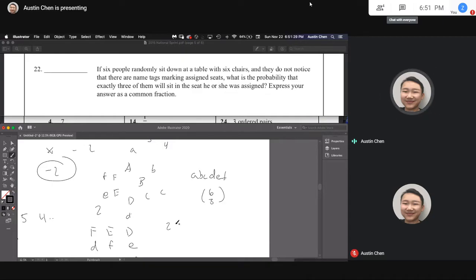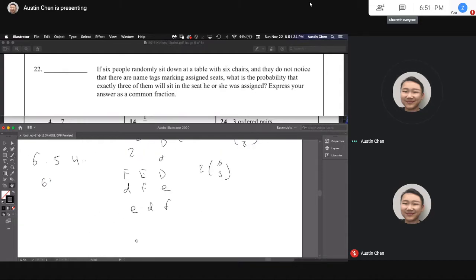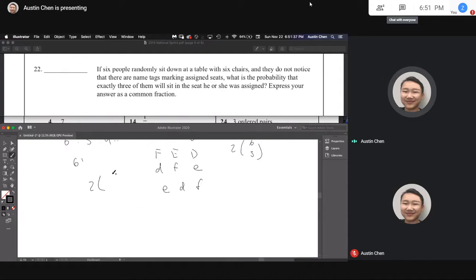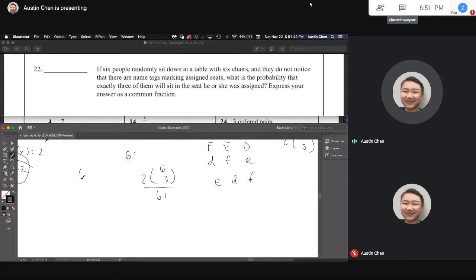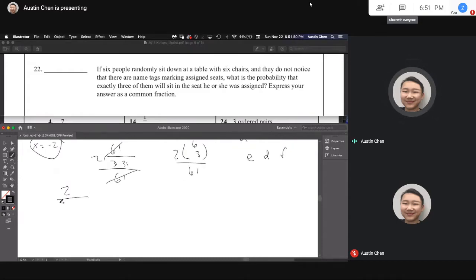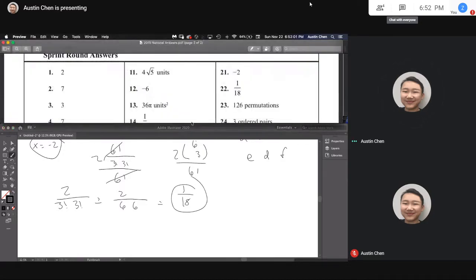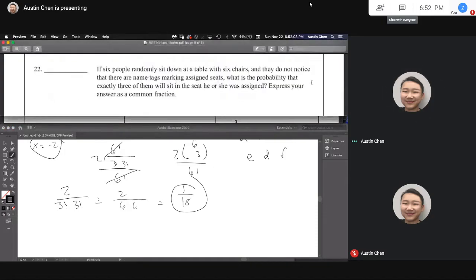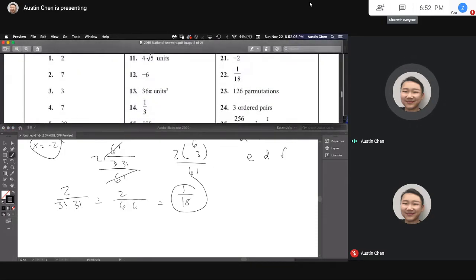And so our total number of cases for this will just be 2 times 6 choose 3. So then our probability will just be 2 times 6 choose 3 over 6 factorial. So 6 choose 3 will just be 6 factorial over 3 factorial over 3 factorial, times 2, and over 6 factorial. So we can cancel out the 6 factorials, that will just be 2 over 3 factorial and 3 factorial, and 3 factorial is just 6. So then this is just 1/18. We're on number 22, so our answer is 1/18.